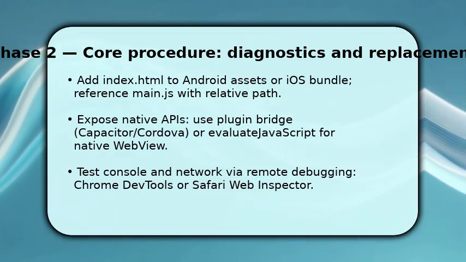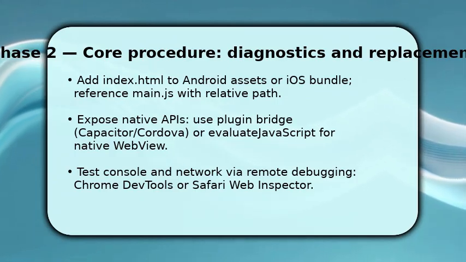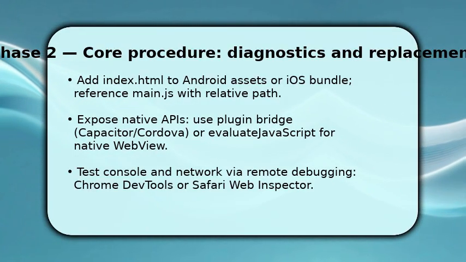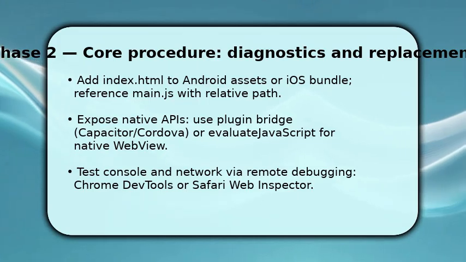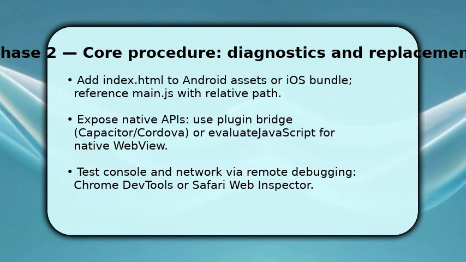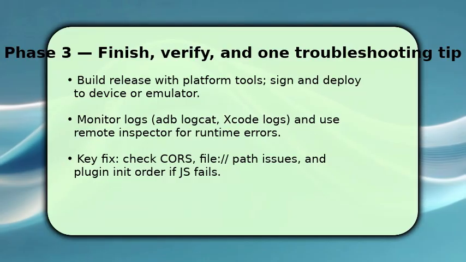Use the Bridge plugin system to expose native APIs securely, or call evaluateJavaScript to run code in the web view. Once done, enable remote debugging, Chrome DevTools for Android, Safari Web Inspector for iOS, so you can inspect console logs and network requests. Finish by building and deploying the app to a device, then verify behavior under real conditions.